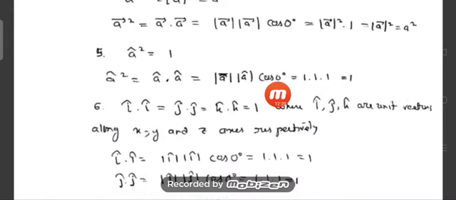Cos 0 is also 1. So 1 into 1 into 1 leads to 1. Now the next: i cap dot i cap is equal to j cap dot j cap is equal to k cap dot k cap. Hope you remember what i cap, j cap, k cap are?